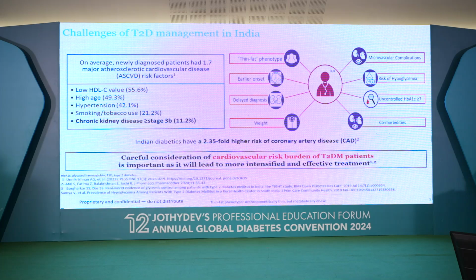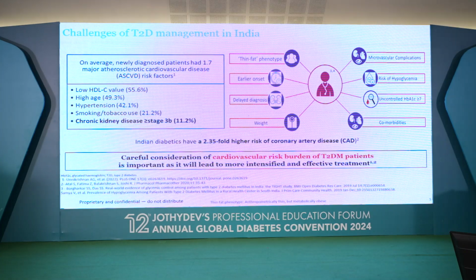Another thing about Southeast Asian diabetes, or the Indian diabetic, is that as a genetically predisposed group, we are more predisposed to complications. Why? For reasons like the thin-fat phenotype. We know the YY hypothesis, which says that though we have a low BMI, most of our fat gets accumulated intra-abdominally, so we get increased predisposition for cardiovascular disease.